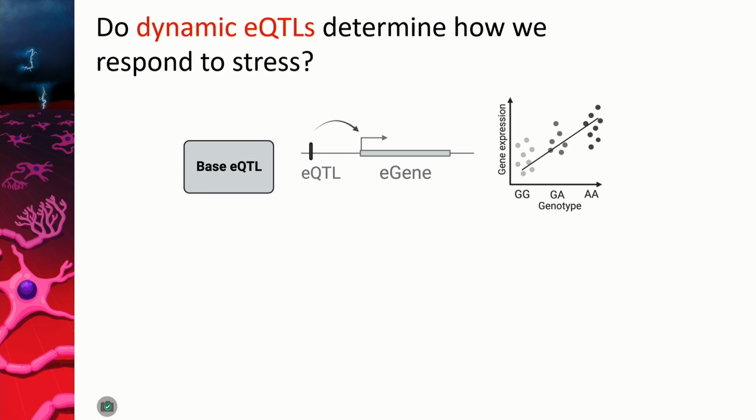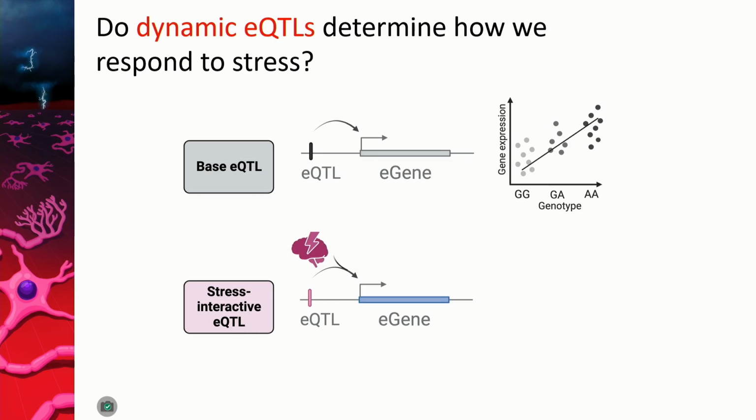They're typically found in promoters or enhancers, although they can be, of course, in 3' UTRs. In this particular toy example, somebody who inherited the G allele would have less expression than somebody who inherited the A allele. But now I want to introduce this idea of a stress-interactive EQTL.